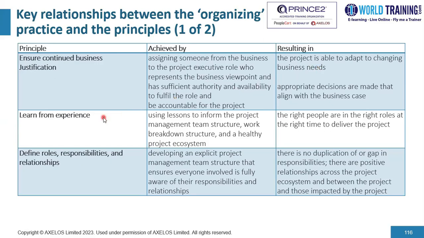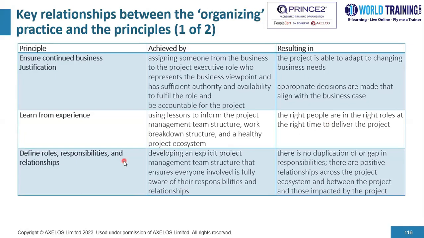Now, moving on to the next principle, learn from experience. Using lessons to inform the project management team structure, work breakdown structure, and a healthy ecosystem is very critical. So we could look back into similar projects in the past and what kind of team structure that particular project had, what kind of roles, what was the work breakdown structure, etc. Could be things that could be picked from past. What would this particular element result in? It would result in the right people being in the right roles at the right time to deliver the project.